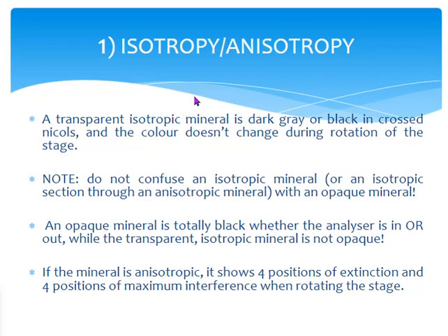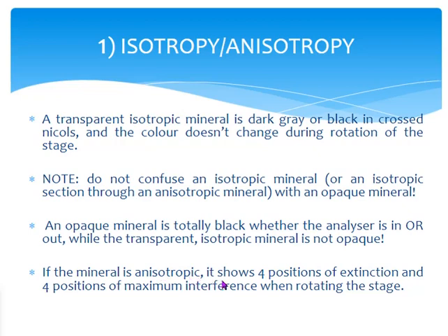I already told you there are two substances, isotropic substance and anisotropic substance. A transparent isotropic mineral is dark gray or black in crossed nicols, and the color does not change during the rotation of the stage. So in an isotropic mineral, the color is dark under crossed nicols, and an anisotropic mineral shows a different color other than black under crossed nicols. This is the main difference between isotropic and anisotropic.